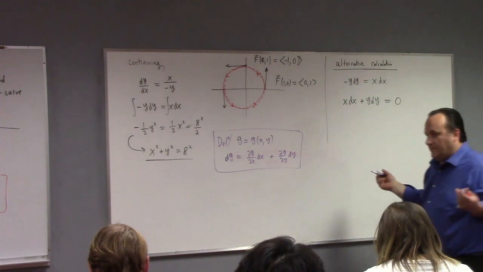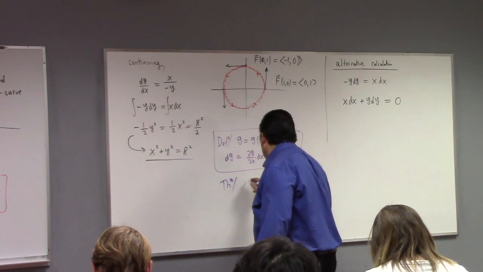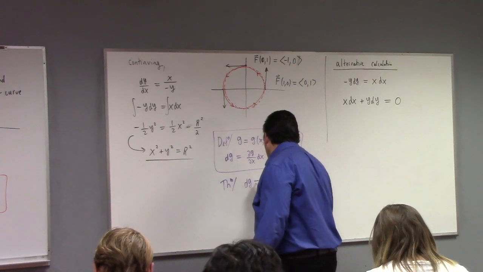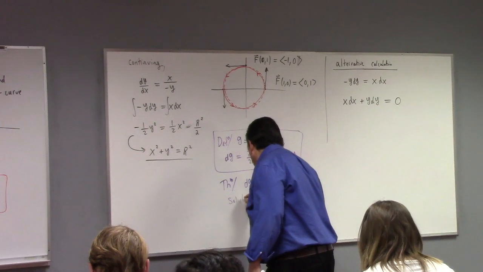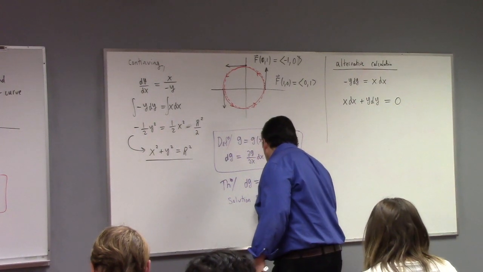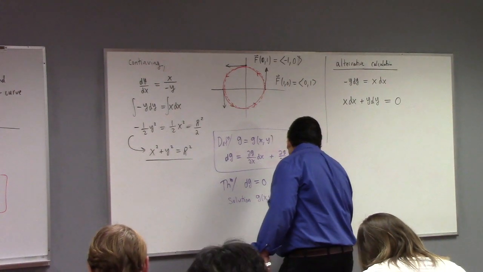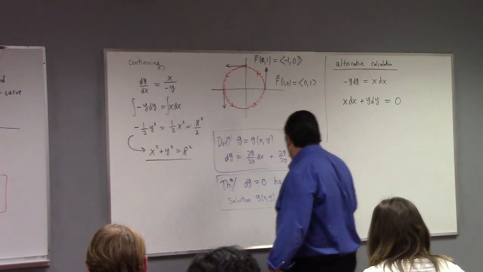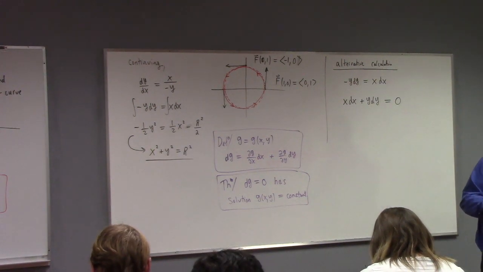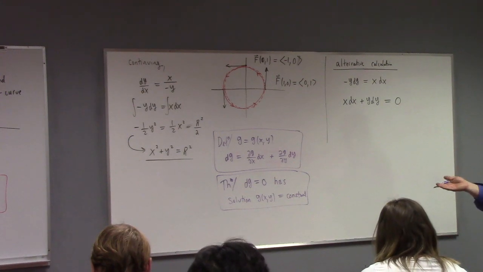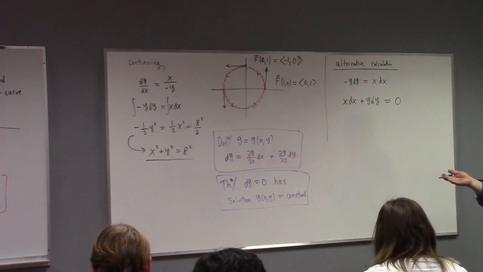And there's a simple theorem, by the way. Theorem: dg equals 0 has solution g of x comma y equal to a constant. So if we could write our differential equation as the differential of a function, the solution is stupidly simple.